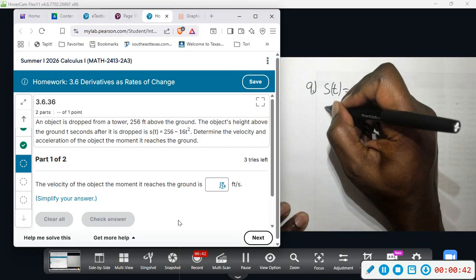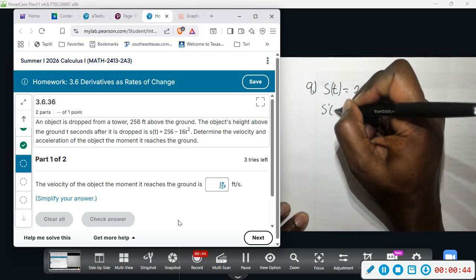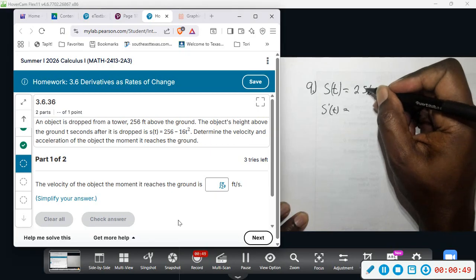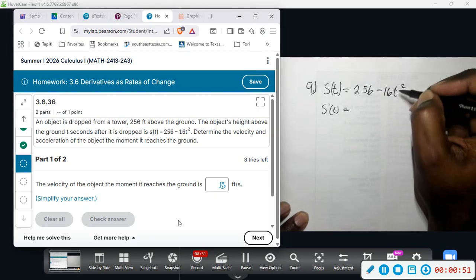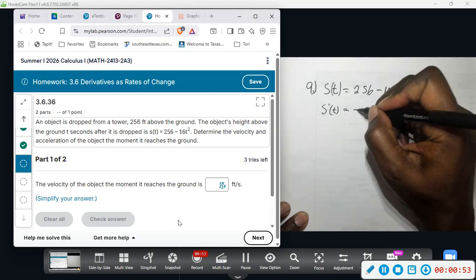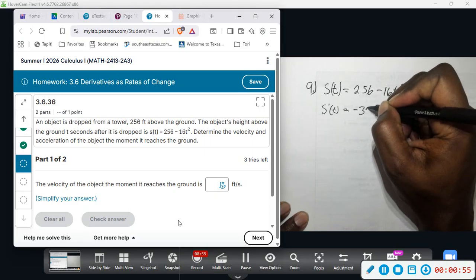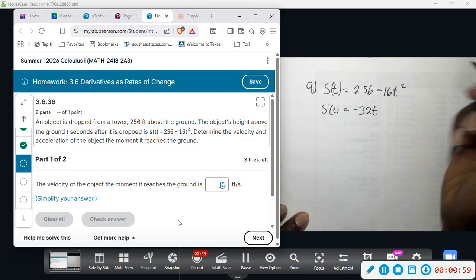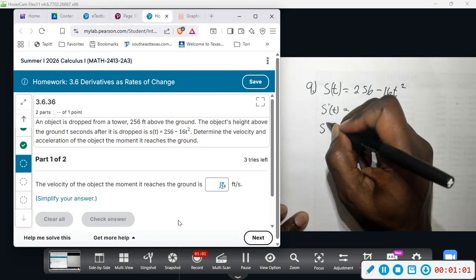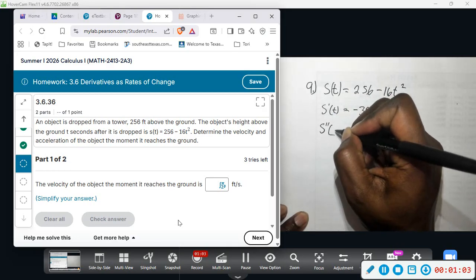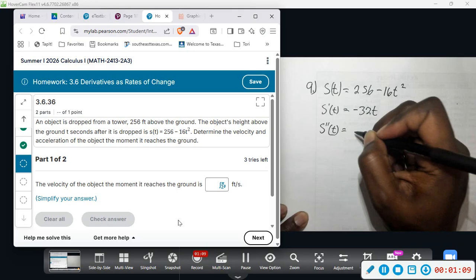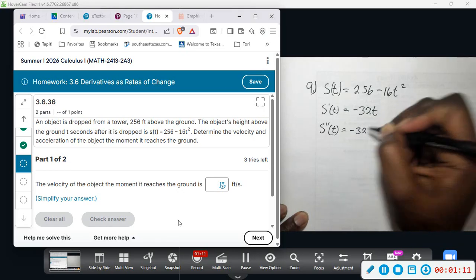All right, to find the velocity, we're going to find the first derivative. First derivative, the derivative of a constant is 0. Negative 16 times 2 will give me a negative 32t. You subtract 1. Second derivative, which is going to be s double prime, is going to give me the acceleration function. The derivative of this will just be negative 32.